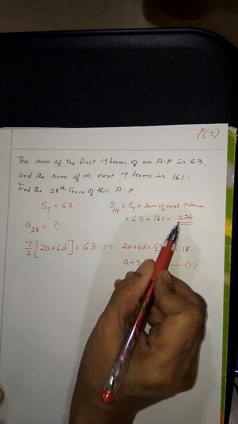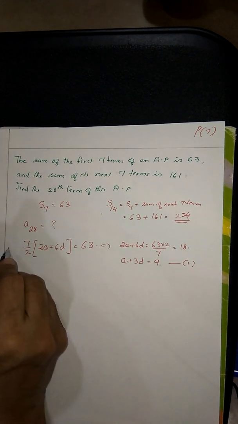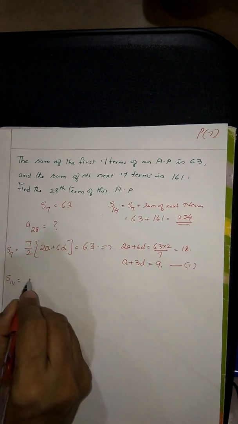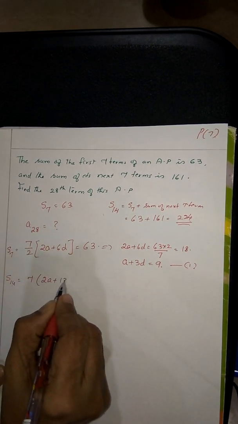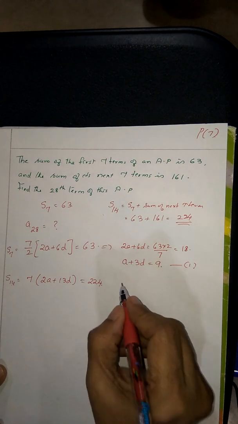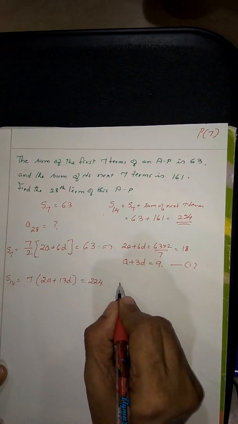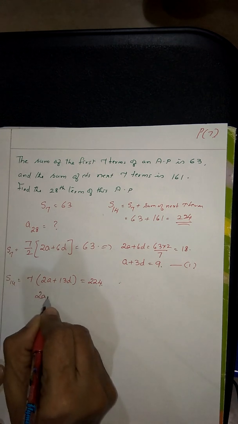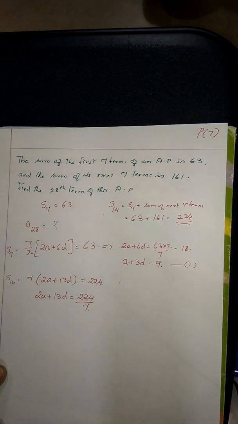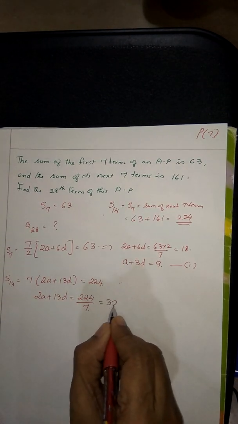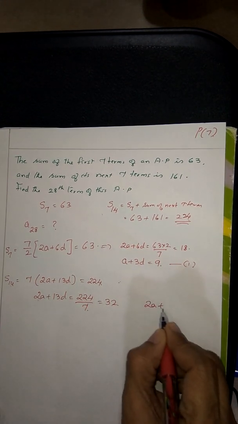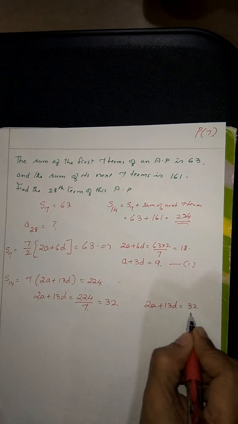Now we have S14 is equal to 224. So S14 is equal to 14 by 2, that is 7, into (2A plus 13D) is equal to 224. So this is equal to 2A plus 13D is equal to 224 by 7. So this is equal to 32. So you get 2A plus 13D is equal to 32. So this is equation 2.